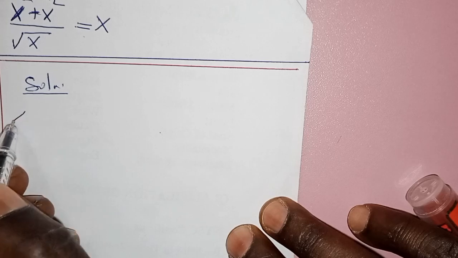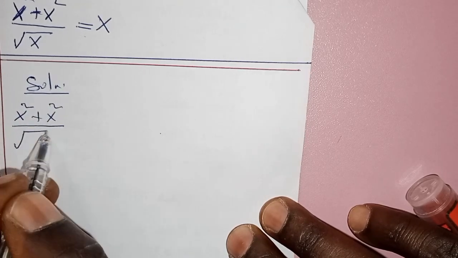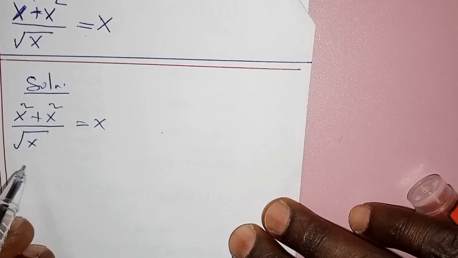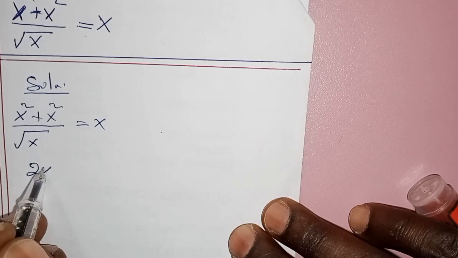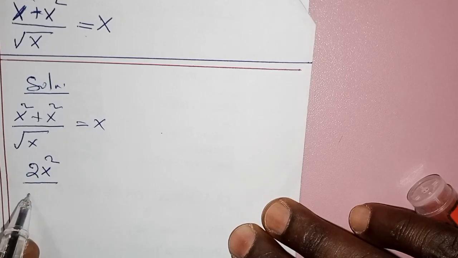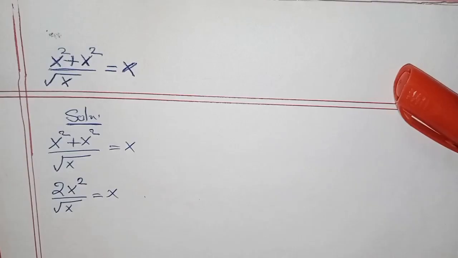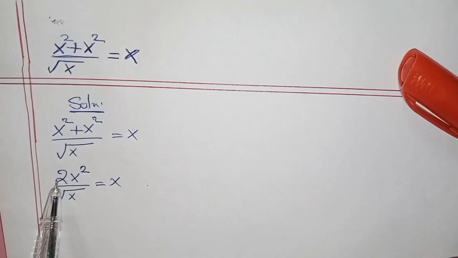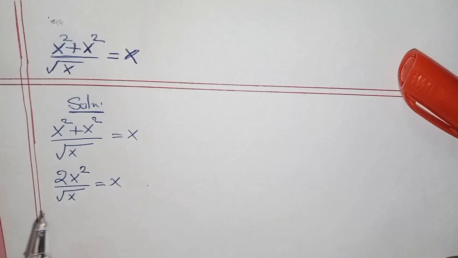We have an equation that says x squared plus another x squared divided by square root of x is equal to x. Very good. So to the left hand side, I'm going to have 2 times x squared divided by square root of x is equal to x. Going further, I want to get rid of this real value. I want to send it to the right hand side.